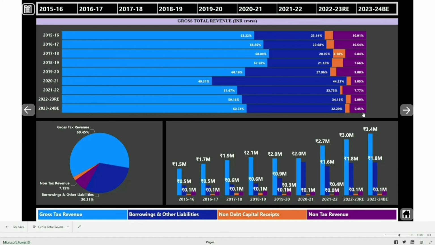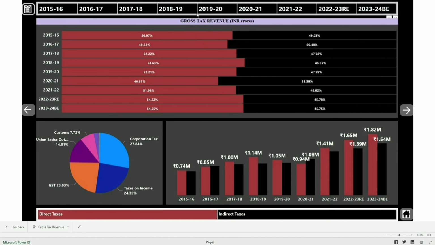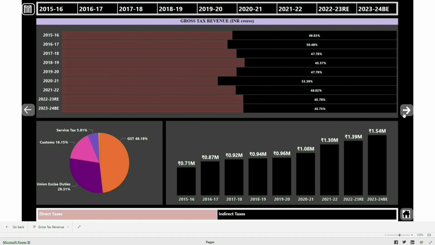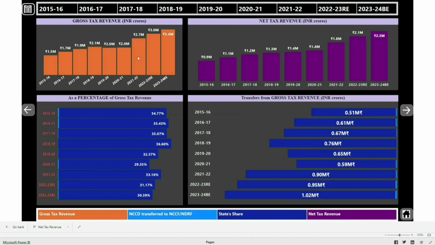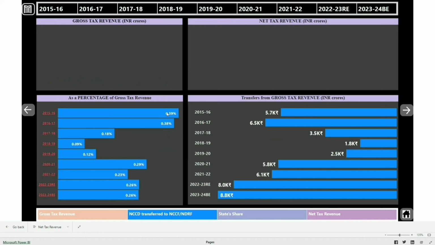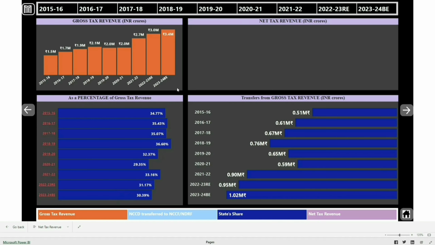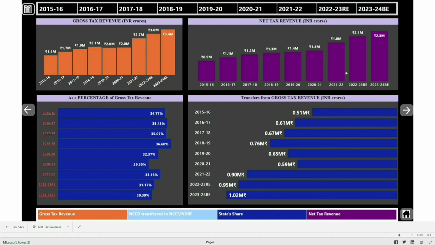Moving forward, here you can see I have broken down the gross tax revenue into direct taxes and indirect taxes. If you click on the next page, we have already discussed this, right? From gross tax revenue, something called NCCD is transferred. This happens to be less than 1%, and this is the amount. Then state share is also transferred, which happens to be 30-35% to the states. The taxes collected are from the central government, and that is then shared with the state governments as well. And then what we are left with is the net tax revenue.